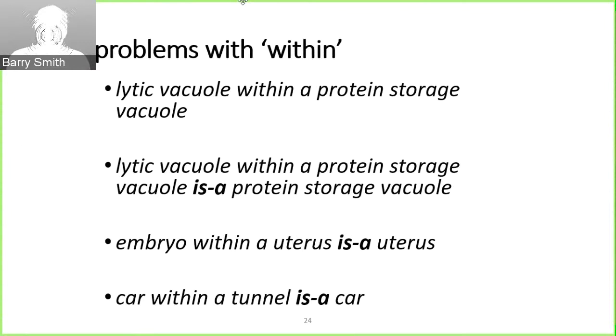is a protein storage vacuole, which is a bit like saying a car within a tunnel is a tunnel. Now, that is not a good treatment of cars or tunnels. It's like saying an embryo within a uterus is a uterus.